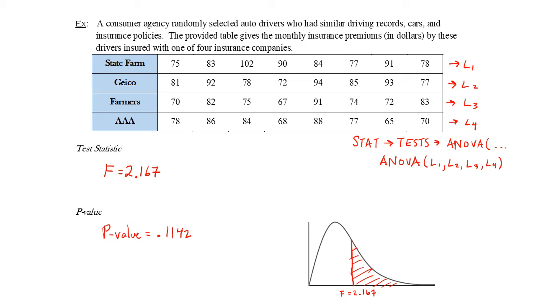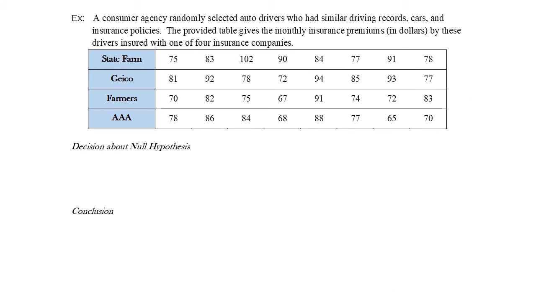And in this case, we were testing with a significance level of 0.05. So this is bigger than our significance level, and so we are not going to reject. We're going to fail to reject. So here the p-value was 0.1142, which is bigger than our significance level of 0.05, so we're going to fail to reject.